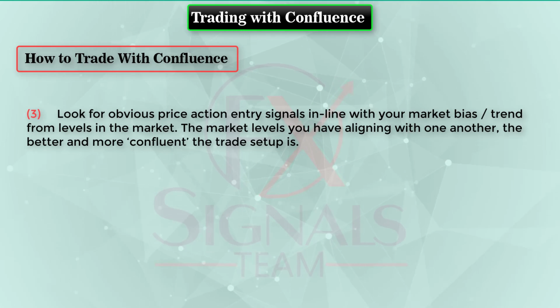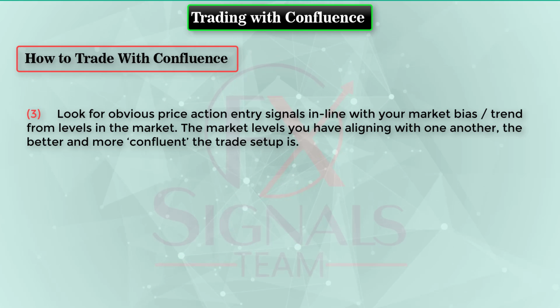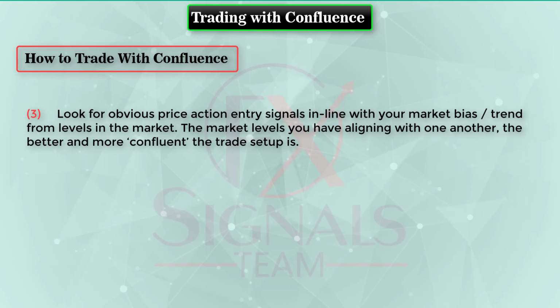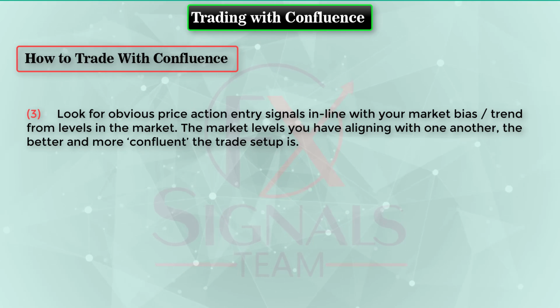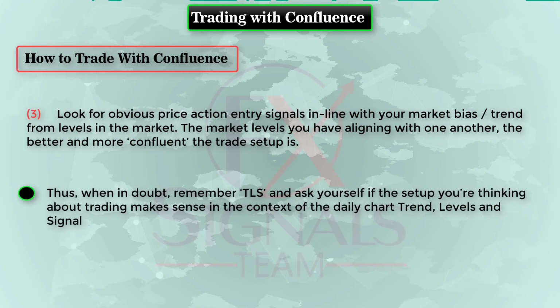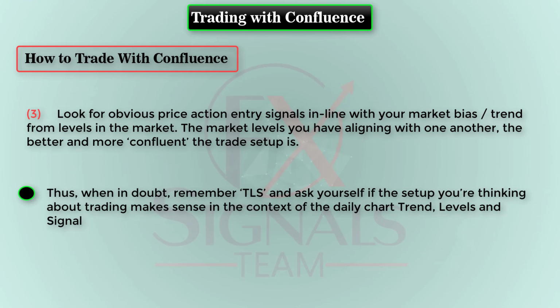Look for obvious price action entry signals in line with your market bias or trend from levels in the market. The more market levels you have aligning with one another, the better and more confluent the trade setup is. Thus, when in doubt, remember TLS and ask yourself if the setup you are thinking about trading makes sense in the context of the daily chart trend, levels and signal.